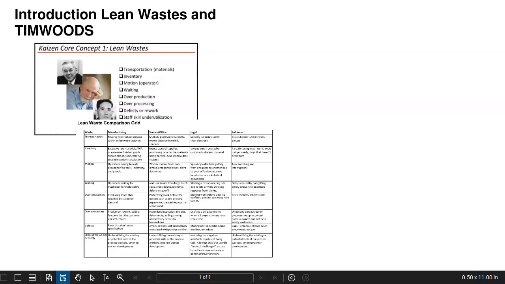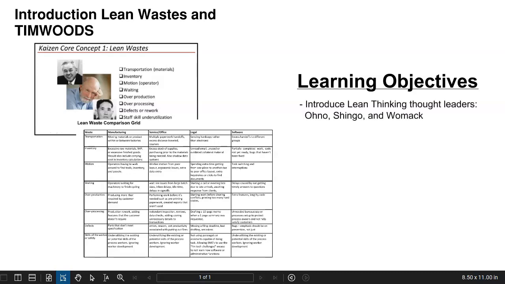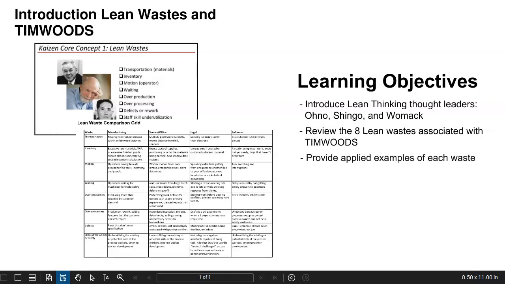In this video, we'll be exploring one of the core concepts associated with lean thinking and the Kaizen event, and that's visually identifiable wastes, known as lean wastes. The specific learning objectives for this video are to introduce you to some of the thought leaders associated with lean thinking and waste identification, to review the 8 waste category types associated with the mnemonic TIMWOODS, then provide examples of each of the waste types, and to provide some applied tips on how to go about identifying different types of visually identifiable waste.